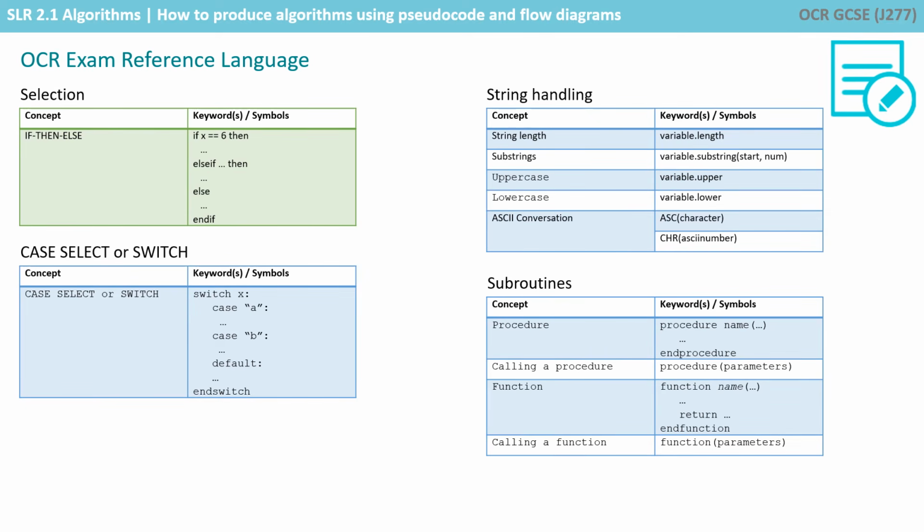Selection is performed with if, then, else, else if, and end if. And again, in Python, the condition is controlled by indentation, but it's not uncommon in pseudocode and other languages to have an end if statement.